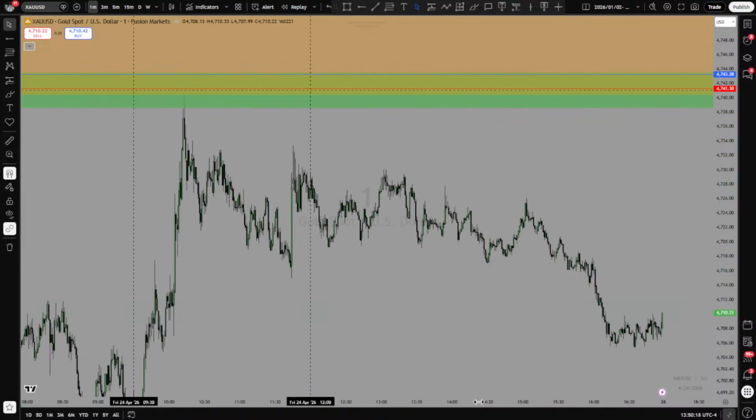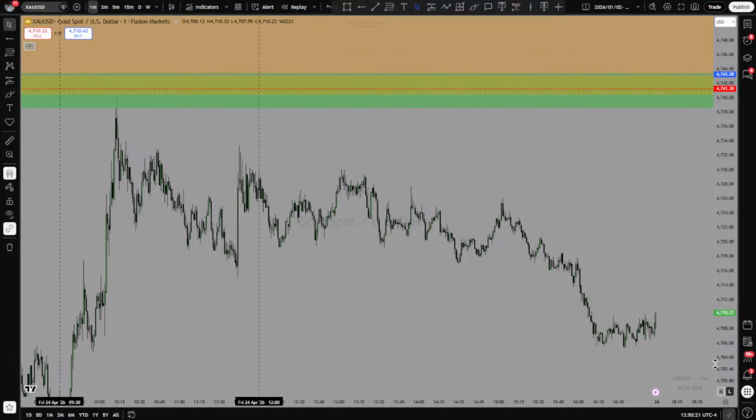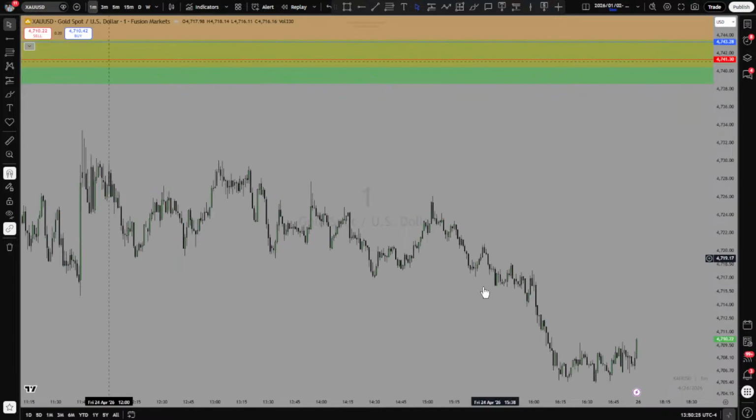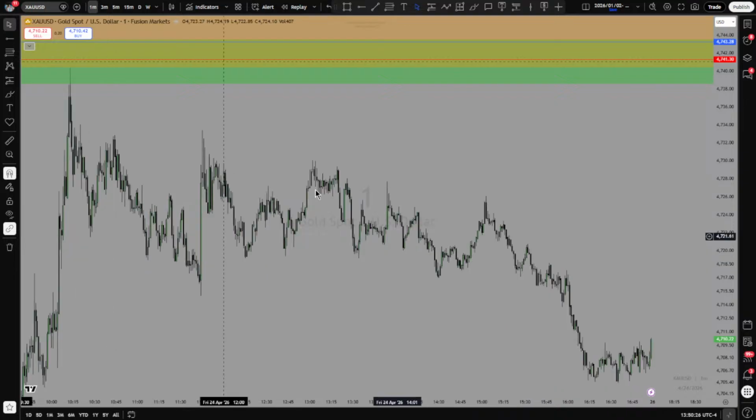So obviously it gives me enough room to see and understand these moves, because these are very important. The market is built on this.